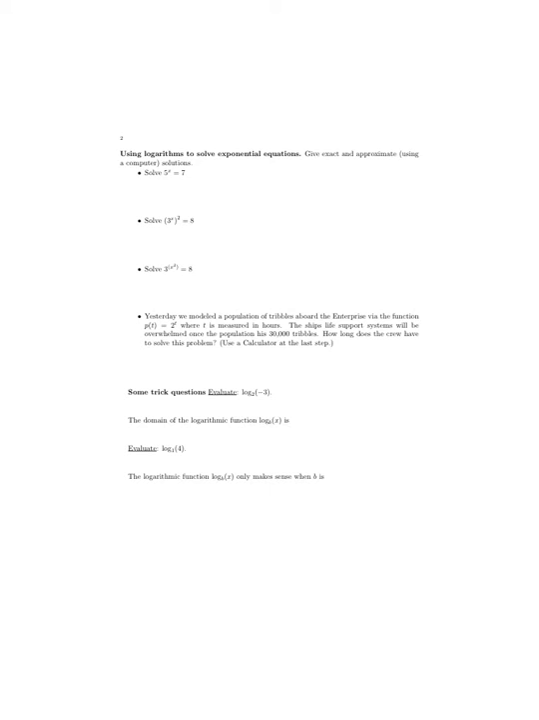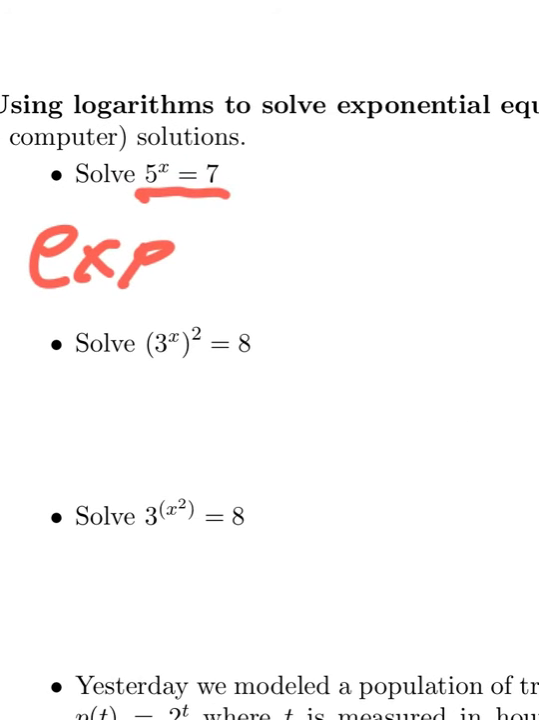So the first is a thing that we failed to solve on the first day we talked about exponentials, the previous lecture. Let's solve this equation. Let's solve 5 to the x is equal to 7. Well, that's an equation in exponential form. So I can rewrite this in log form, and let's just see what it becomes. So there's the base. The base is 5. So this will become log base 5 of 7 equals x.